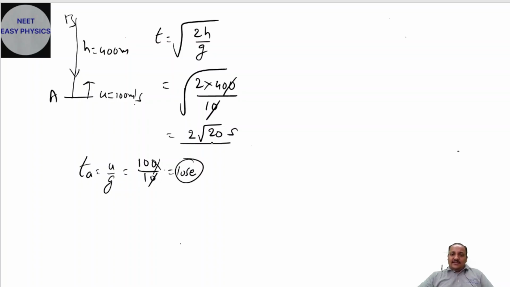This is 10 seconds. This is going to be 2 root 20. Okay. 2 root 20 means root 20 is nearly how much? 4 fours are 16. So 4 point something. Therefore, to reach maximum height, it is taking 10 seconds. This is nearly 8 or 8 point something. Therefore, both are going to meet somewhere. Therefore, you can use this formula also, T is equal to h by u.